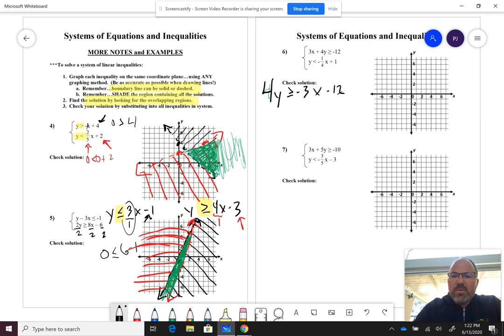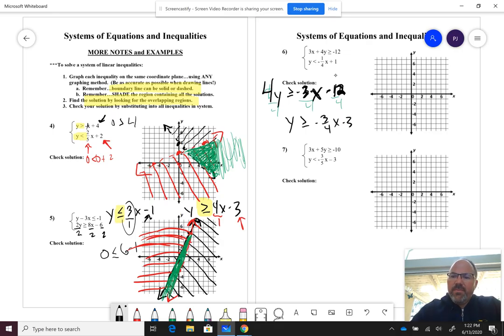Some of you guys might think, well, don't you flip the direction of the inequality? Nope, that only happens anytime you multiply or divide by a negative number. Does the inequality change direction? All I did was subtract. Subtracting doesn't change the direction of the inequality. Now I'm going to divide by 4. Y greater than or equal to -3/4 x minus 3.